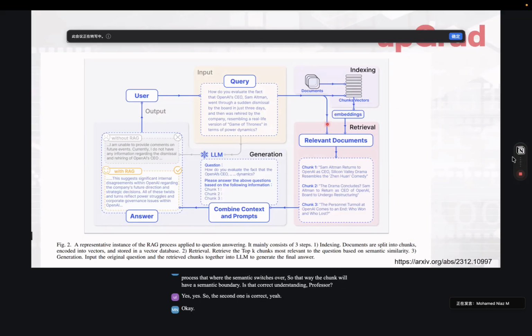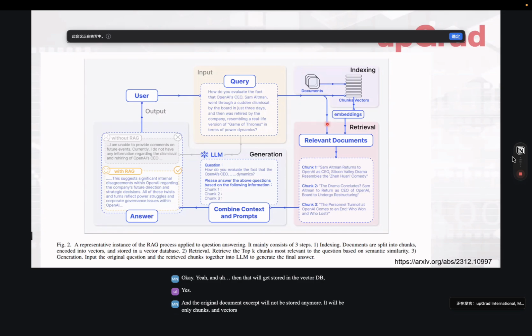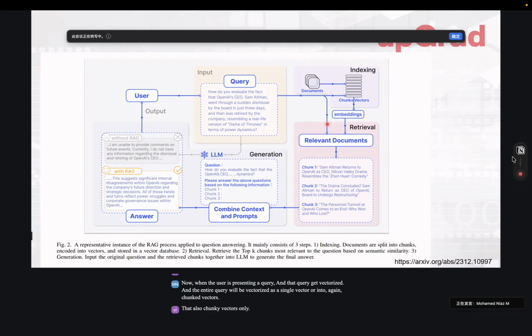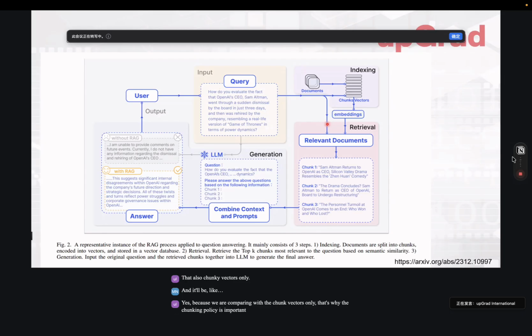And then that will get stored in the vector DB. And the original document excerpt will not be stored anymore; it will be only chunks and vectors. Right? Yes. Now, when the user presents a query and that query gets vectorized, will the entire query be vectorized as a single vector or into chunked vectors? Chunked vectors, because we are comparing with the chunked vectors only. That's why the chunking policy is important. We need to use the same embeddings because it's an apple to apple comparison we are trying to do.